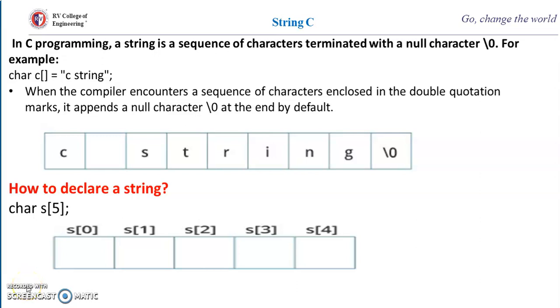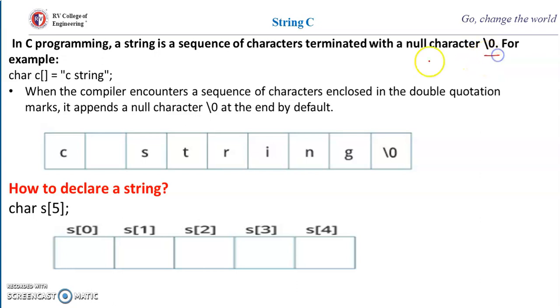In this video lecture, I will explain what is string in C, how to declare a string, how to initialize, and how to read a string. So what is string in C? In C programming, a string is a sequence of characters terminated with a null character. So this is the null character.